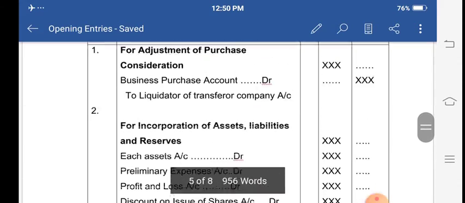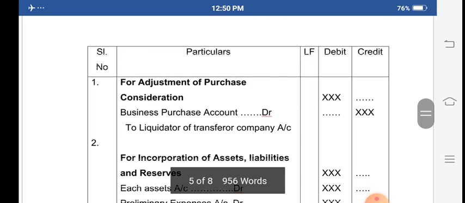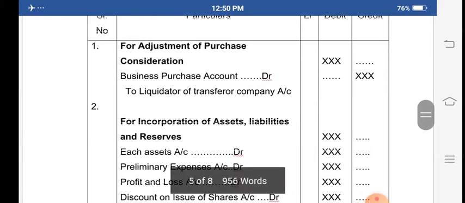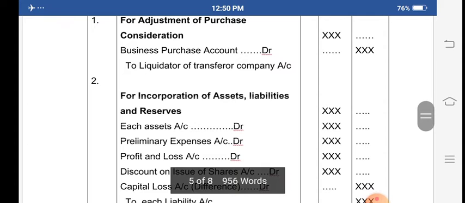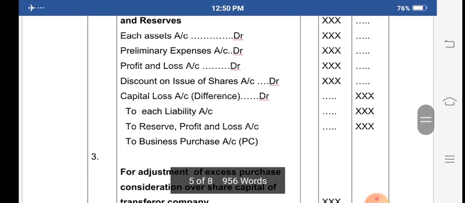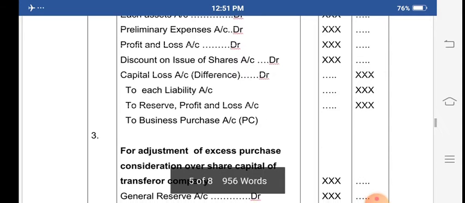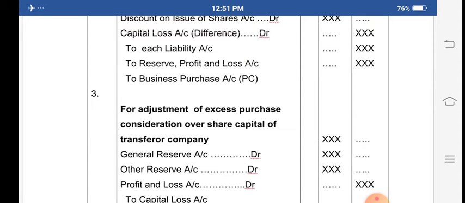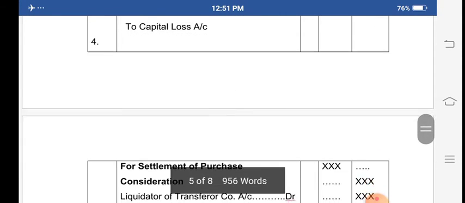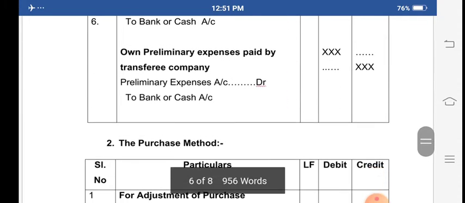So these six entries are there. For adjustment of purchase consideration and for incorporation of assets, liabilities and reserves, how do we pass the journal entries? Each asset account debit, preliminary expense account debit, profit and loss account debit, discount on issue of shares account debit, and capital loss if any difference is there, we take as a debit. Then each liability account credit, reserve and profit and loss account credit, and business purchase account credit. Then for adjustment of excess purchase consideration over share capital of the transferor company, you have to pass the journal entry like this. So these six entries are there.